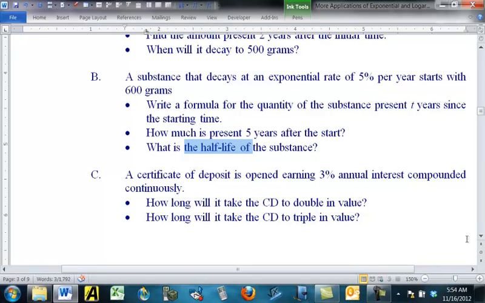Here's one that's growing. Part C, a certificate of deposit is open, earning 3% annual interest compounded continuously, so this is K. How long will it take the CD to double in value? How long will it take to triple in value? So there are a few examples.